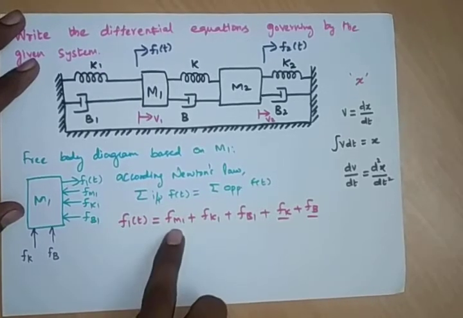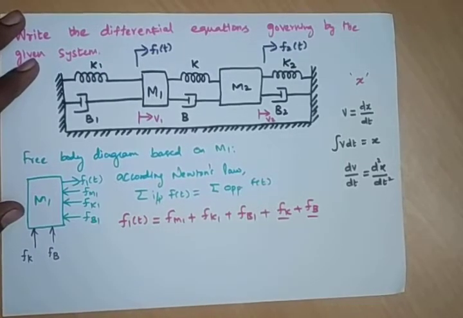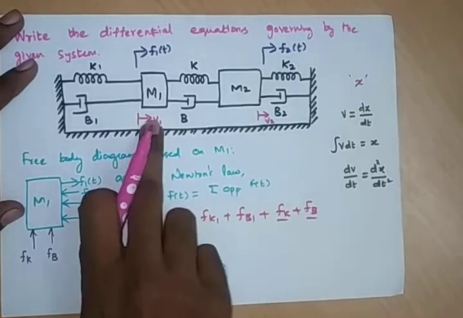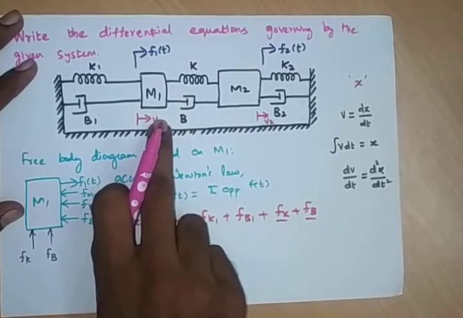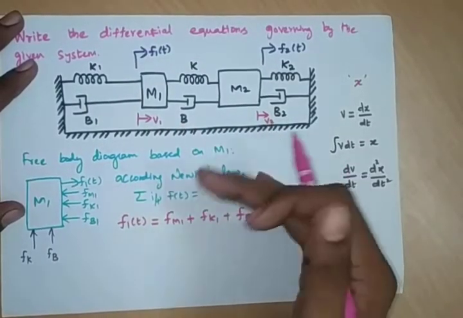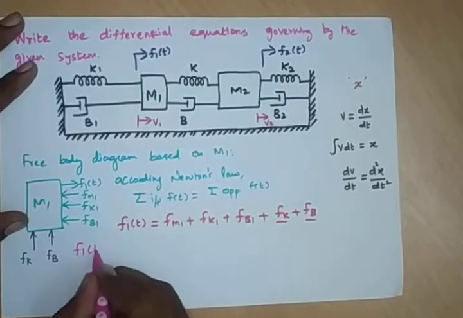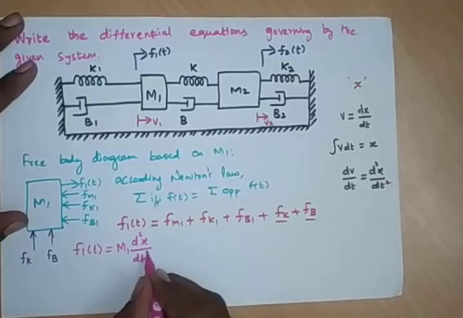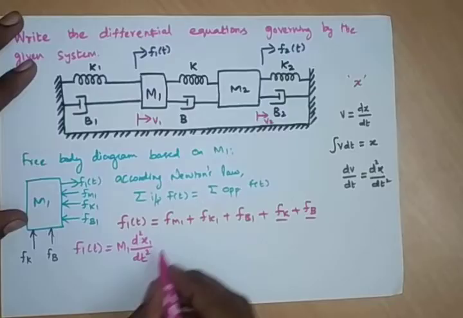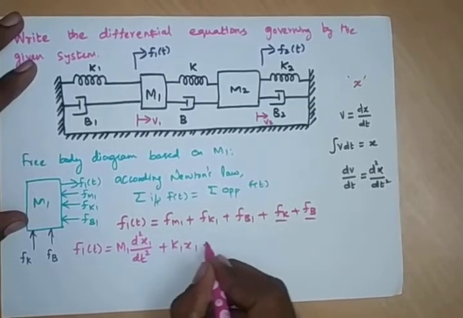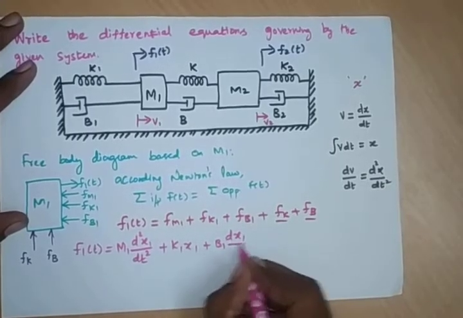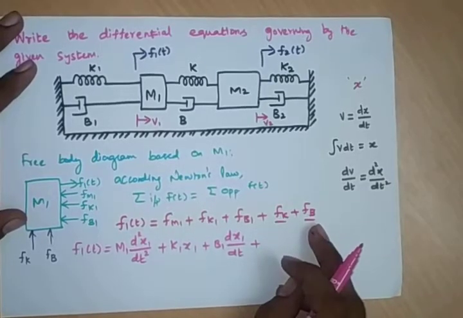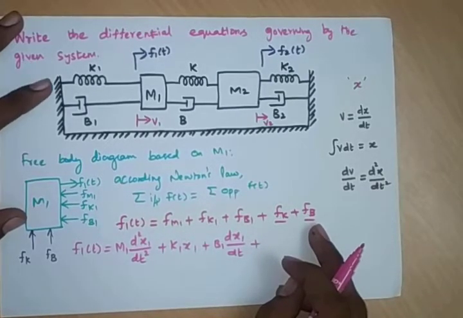Let's substitute the values. First, assume that there will be displacements x1 and x2, x1 at this node and x2 at this node. So F1 of t is equal to m1 into d square x1 by dt square, plus k1 into x1, plus b1 into dx1 by dt, plus Fk and Fb, which are 2 double end elements.